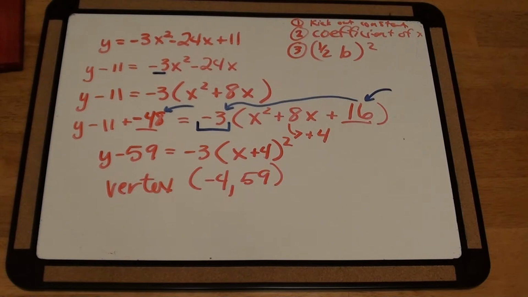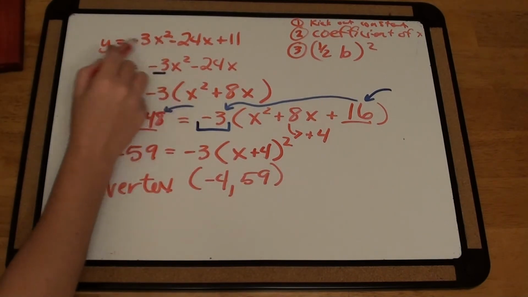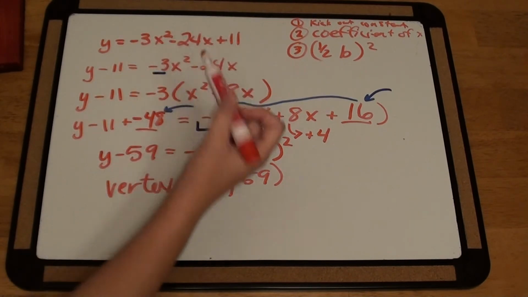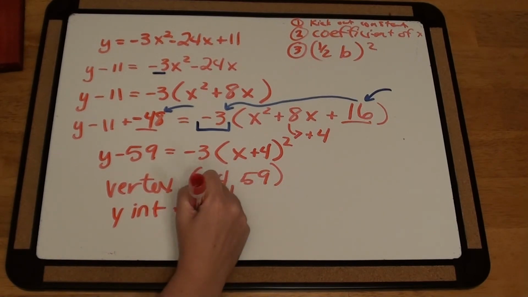All right, and then generally speaking, they're probably going to ask you for a y-intercept. Now remember, on a y-intercept, x will be 0. So I'm going to put a 0 in for my x. When I put a 0 in for my x up here, this is the easiest place to do it. I put a 0 in, I get 0 minus 0 plus 11. So my y-intercept is 11.